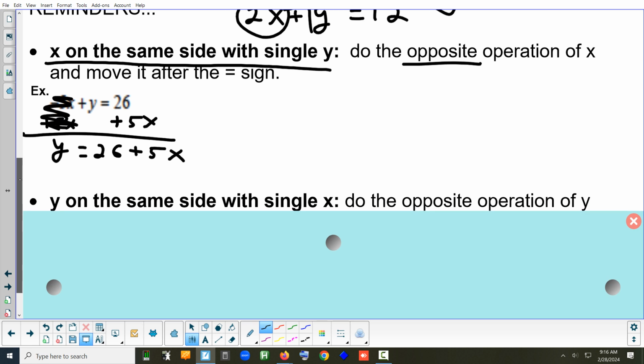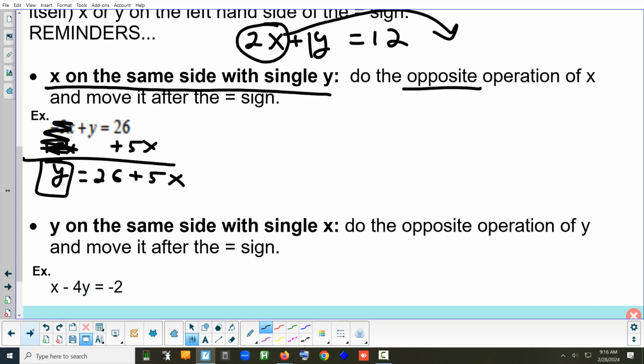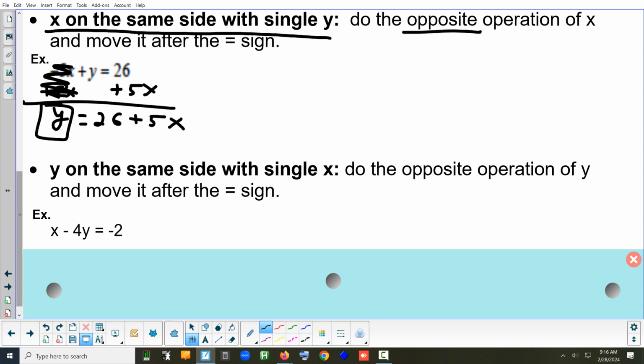Okay, so now let's try it a little different, but now you're not going to be getting the y by itself. You're going to get the x by itself. So let's say you had a y on the same side of the equation, but this time the x has a 1 in front of it instead of the y having a 1 in front of it. Still the same idea. But this time you're going to move the y to the other side.